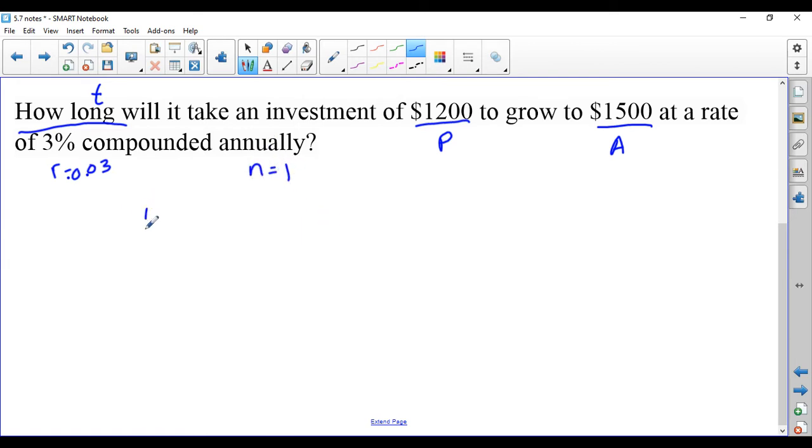So we have future value equals principal times 1 plus the rate divided by N, so 0.03 divided by 1 is still 0.03. And my exponent is t times the N. In this case, N is 1, so my exponent is just t. This is an exponential equation like you solved in the homework for the last couple nights. We need to solve for the exponent.